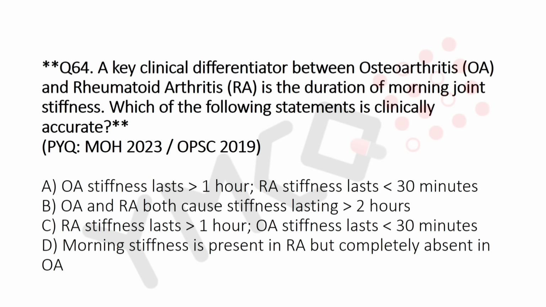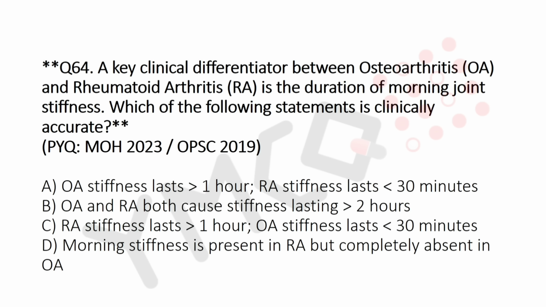A key clinical differentiator between osteoarthritis and rheumatoid arthritis is the duration of morning joint stiffness. Which of the following statements is clinically accurate? Option A, OA stiffness lasts greater than 1 hour, RA stiffness lasts less than 30 minutes. Option B, OA and RA both cause stiffness lasting greater than 2 hours. Option C, RA stiffness lasts greater than 1 hour, OA stiffness lasts less than 30 minutes. Option D, morning stiffness is present in RA but completely absent in OA.